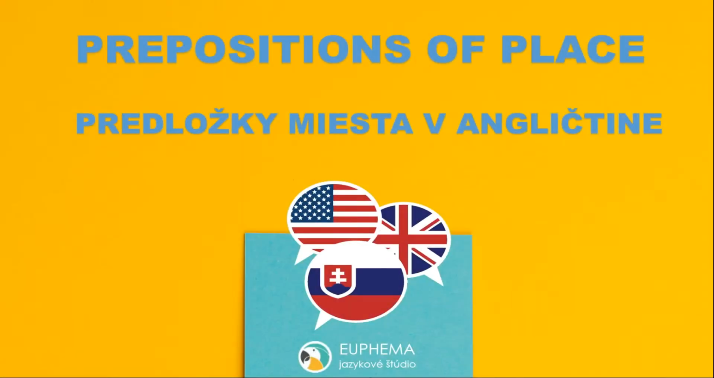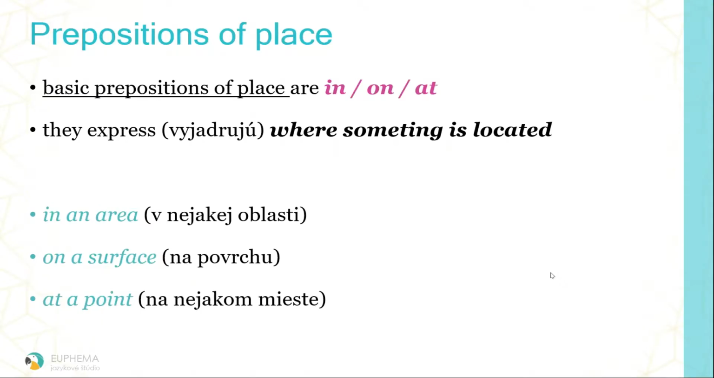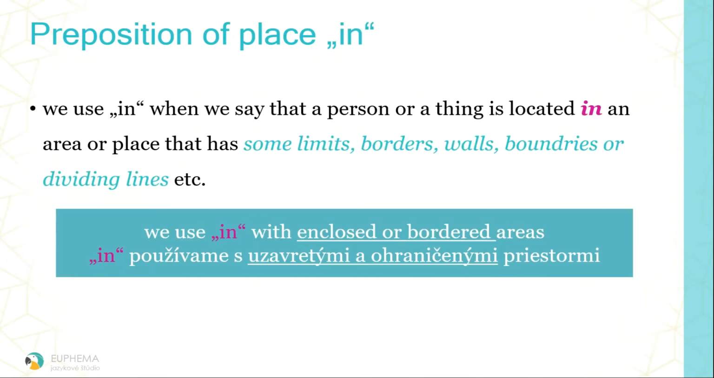Today we are going to take a look at prepositions of place. There are three basic prepositions of place in English: in, on, and at. They express where something is located. For example, in an area, on a surface, or at a point. Let's start with the preposition in.